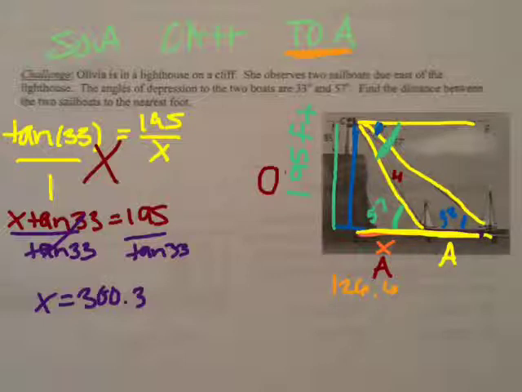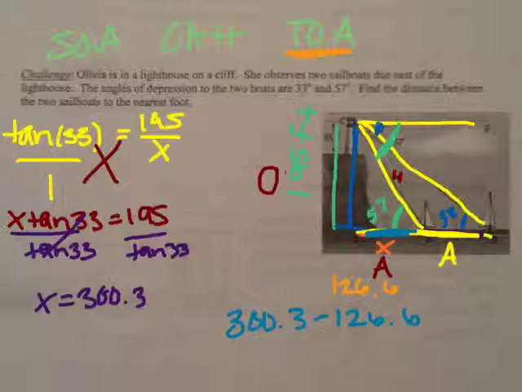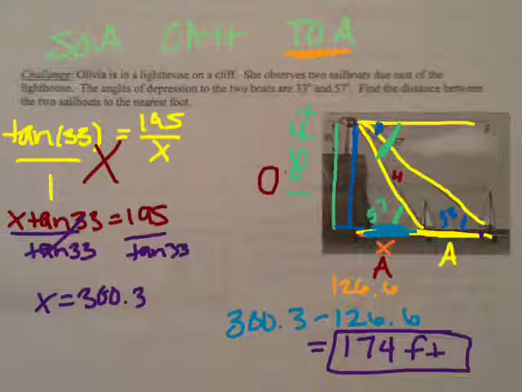To get the length of the purple part, probably shouldn't have written it in purple, you take the 300.3 and you subtract it from this part we found right here, 126.6. So you take the whole thing and you subtract part of it, you get the other part. When you subtract those, it will end up equaling about 174 feet. And there you go. There's your final answer.